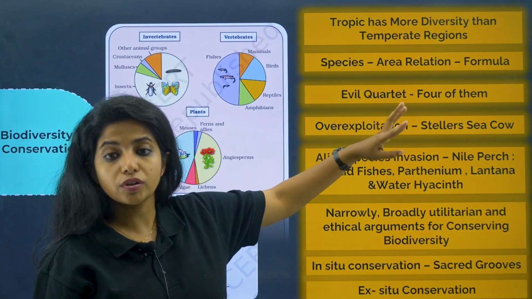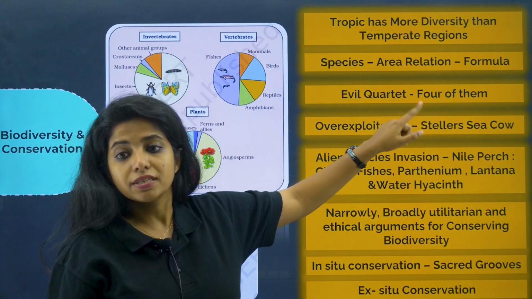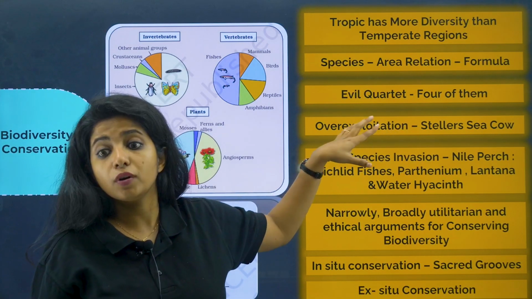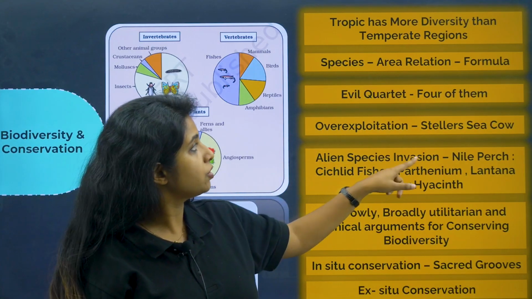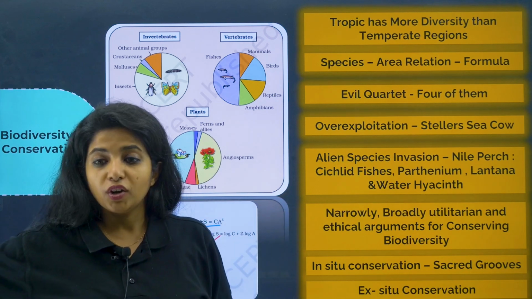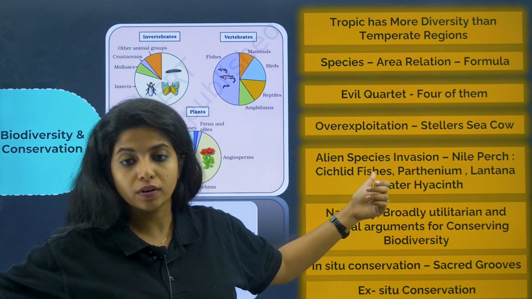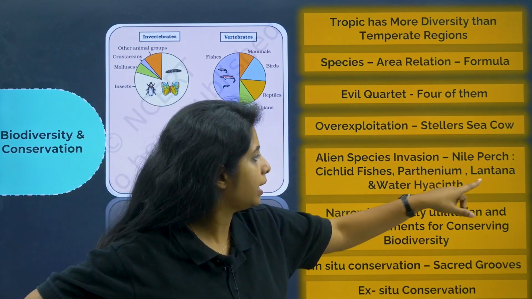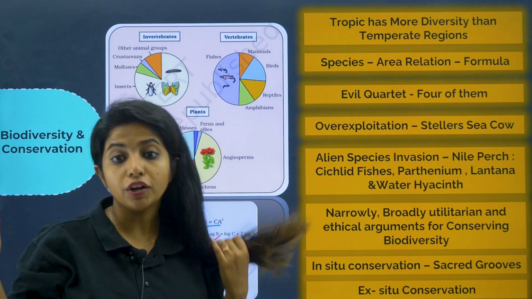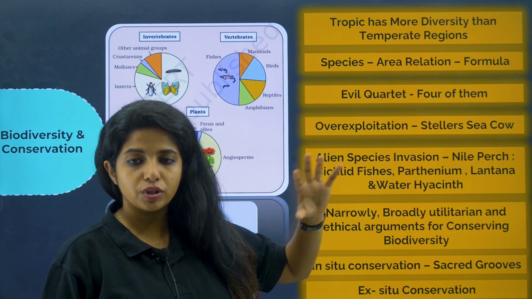Evil quartet, as in the 4 reasons why there is biodiversity loss, all 4 of them are really important, just go through it. In that, one is overexploitation, the Steller's sea cow example is given. This example is really important, this is not there as of now because of overexploitation, you should be knowing about it. Alien species invasion, this is also one such part of evil quartet. Nile perch was introduced, due to which the cichlid fishes which were there got extinct. Parthenium, lantana and water hyacinth are other plants which were introduced and which made the other plants devoid of a lot of things. So these are alien species invasion examples.